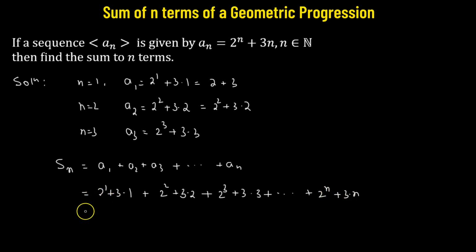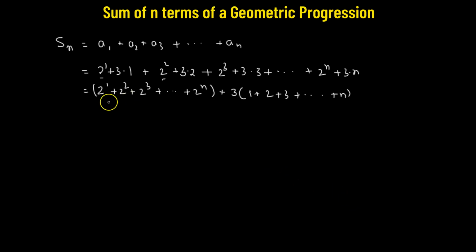So what we will do, we will combine all the terms which have the powers of 2. So we have 2 raised to the power of 1 plus 2 squared plus 2 cubed going all the way up to the nth term, which is 2 raised to the power of n. Plus we will combine the remaining terms by taking 3 as the common factor. We have 3 multiplied by 1 plus 2 plus 3 all the way up to the nth term, which is n.